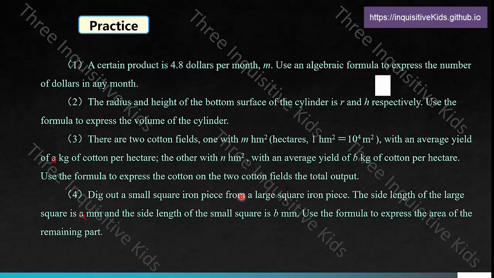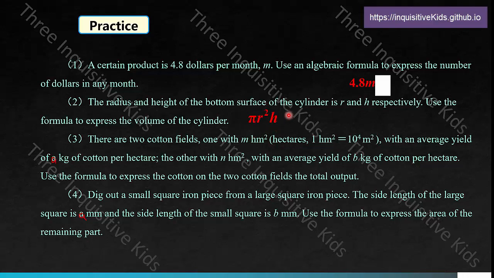Okay, so the answer to the first problem is 4.8 M, because there is $4.8 per month, and there are M months, so that's 4.8 M. 2. The radius and height of the bottom surface of a cylinder, well, the answer is pi times r squared times h, because we figure out the base area of the cylinder and then multiply by the height. This is the base area, that's the height.